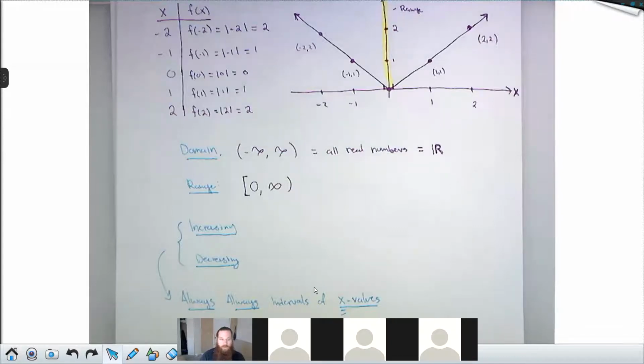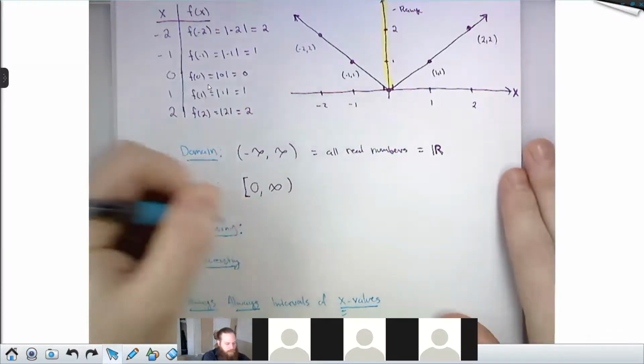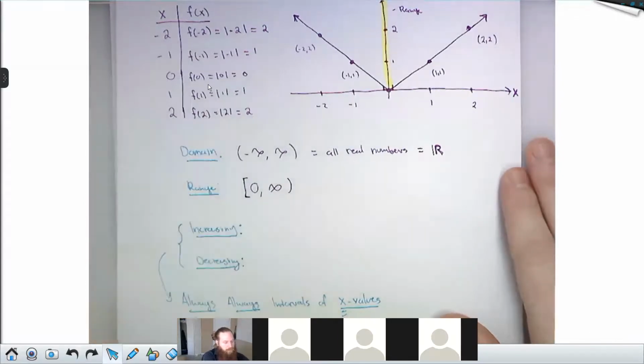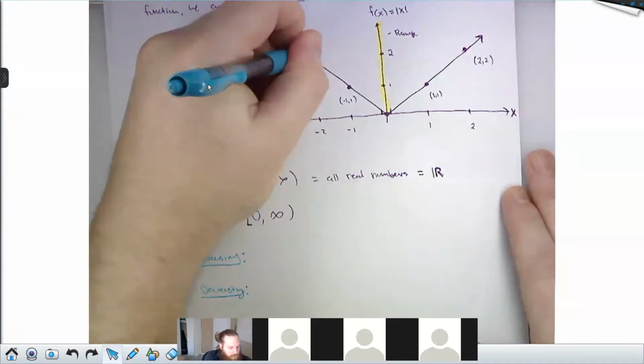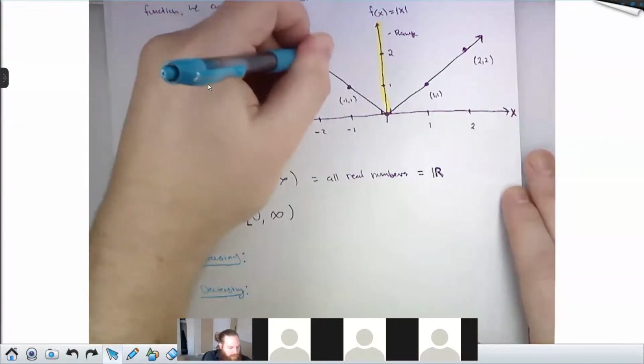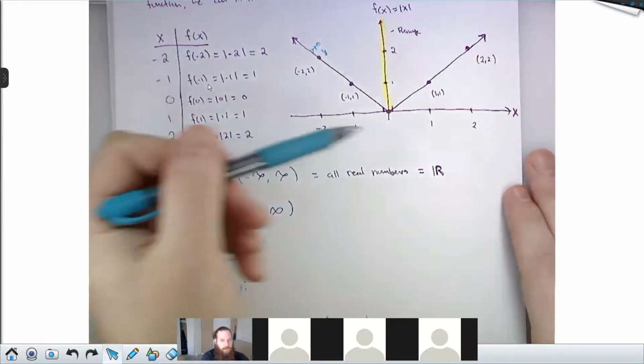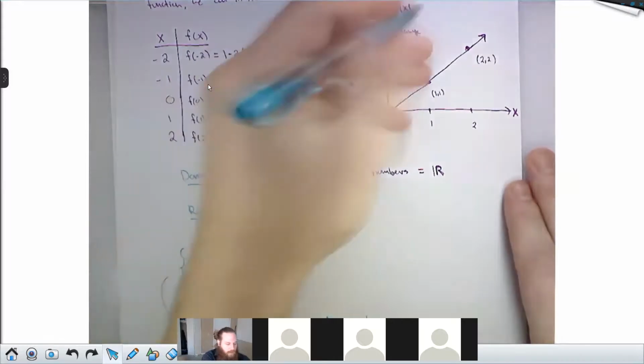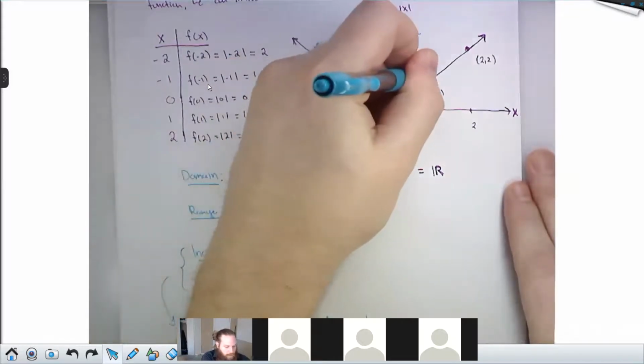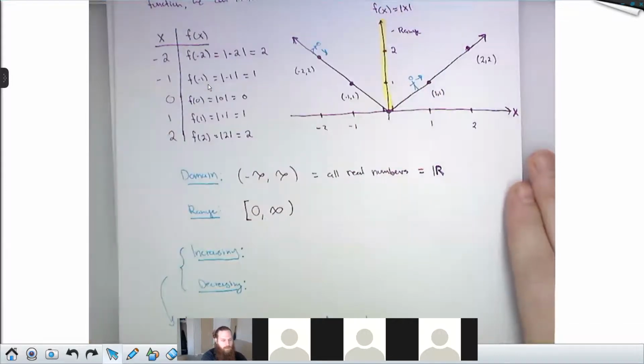I don't want points. I don't want ordered pairs. If I ask you, where is a function increasing or decreasing? You always need to give me some subset of the domain, right? Always intervals of x values. Now, what does it mean to be increasing? What does it mean to be decreasing? The trick is to imagine yourself as a little dude, and I do this with my calculus classes. Imagine you're a little dude walking along the graph from left to right. If you're going downhill as you walk from left to right, then you're decreasing. And if you're going uphill as you walk from left to right, then you are increasing.